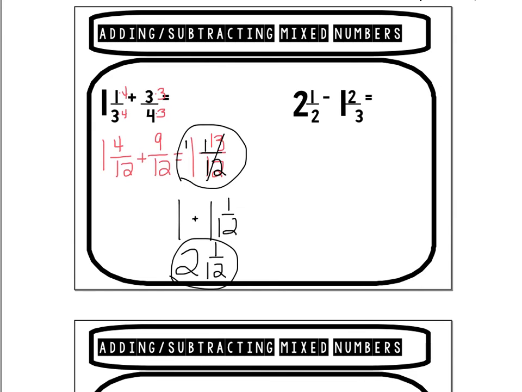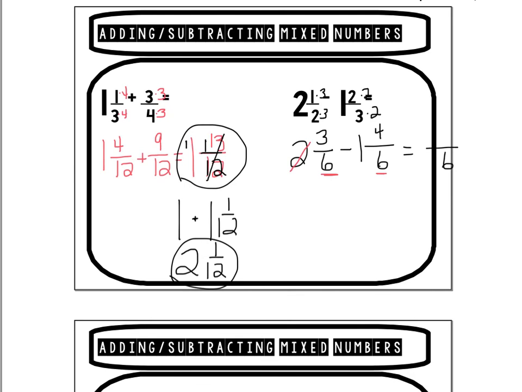With the subtraction problem, we're going to first find the common denominator, which is 6. And then I can put in my whole numbers. To get to the 6, we had to multiply by 3, so we have 2 and 3/6 minus 1 and 4/6. What I notice is if I go to subtract my fractions, I would end up with a negative number because 3/6 minus 4/6 would give me a negative 1/6.